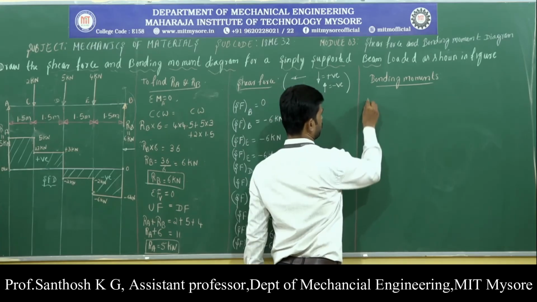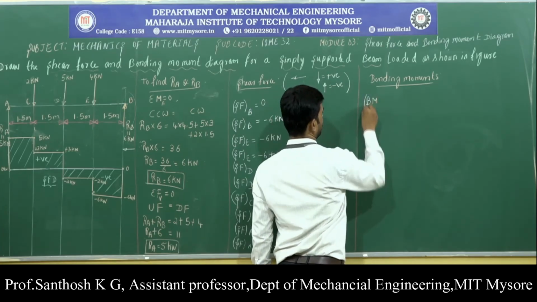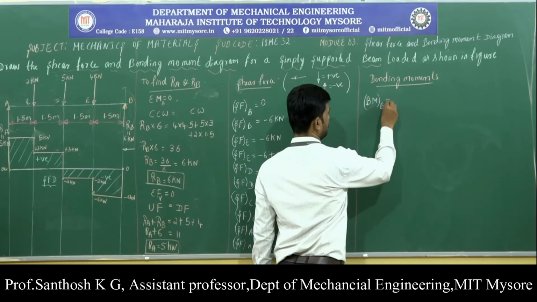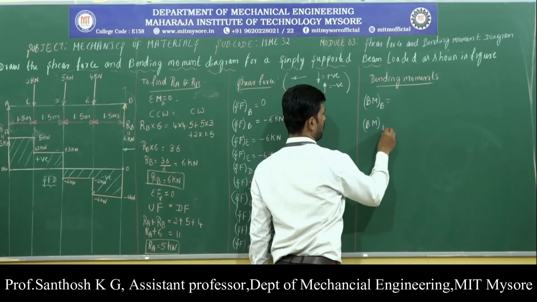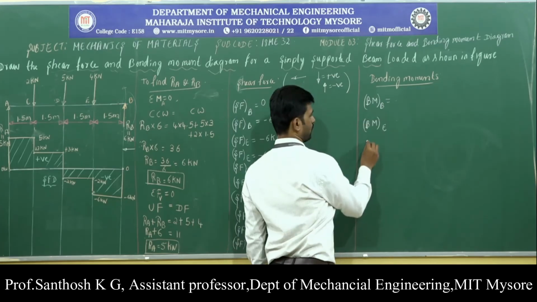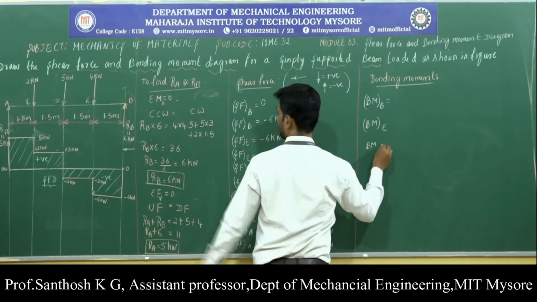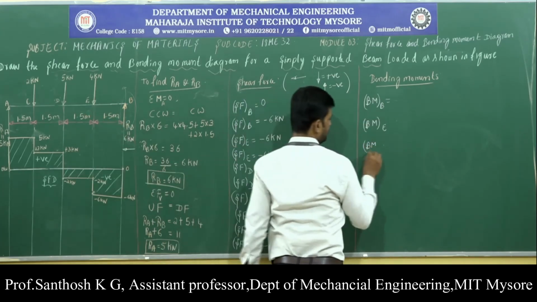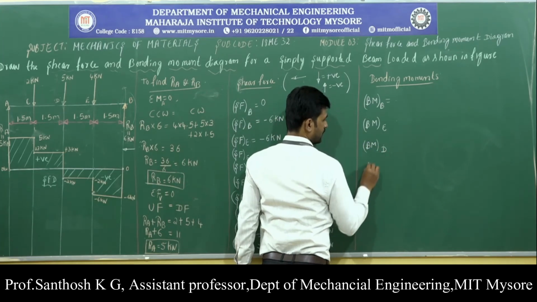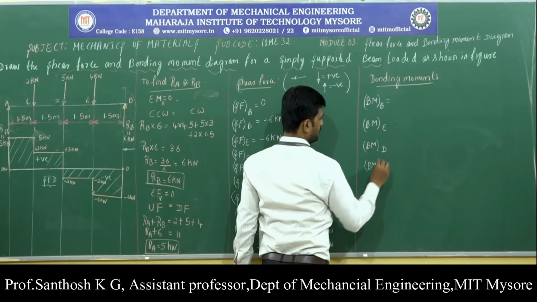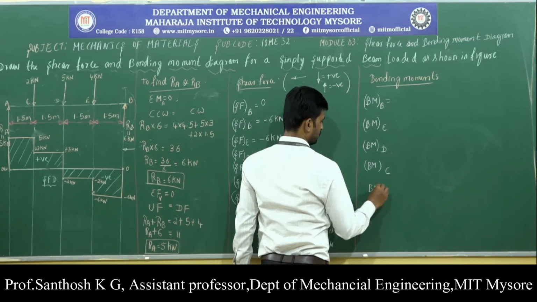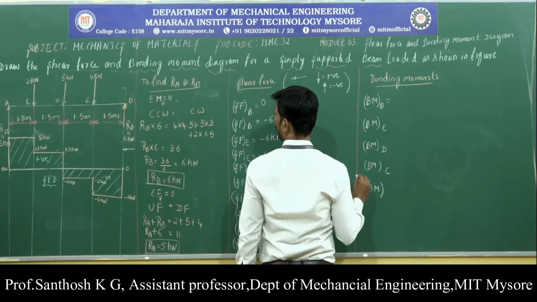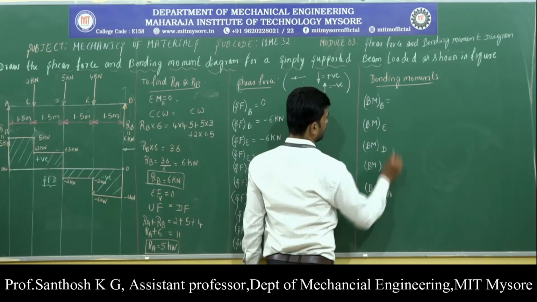So, first I should find the bending moment at point B, followed by the bending moment at point E, followed by the bending moment at point D. Then we need to find the bending moment at point C. Then at last we should find the bending moment at point A.